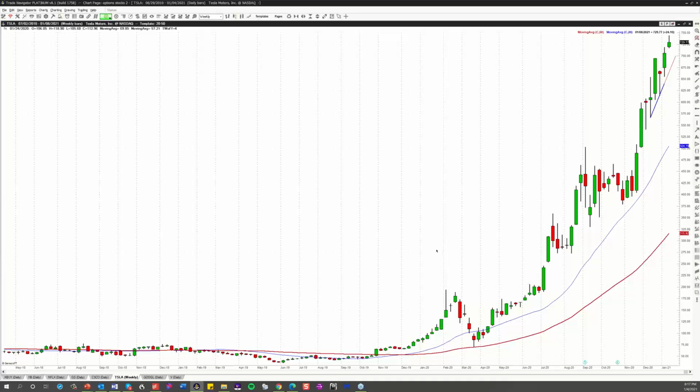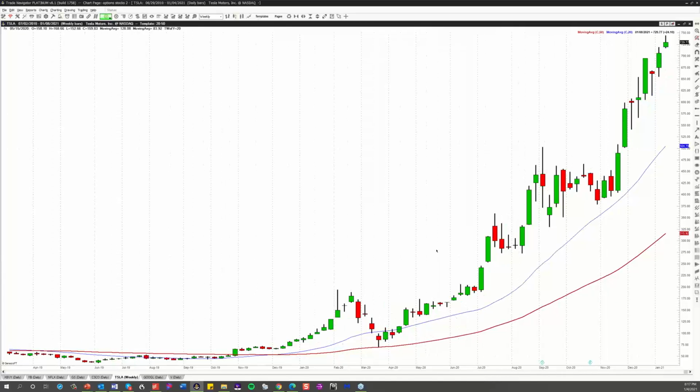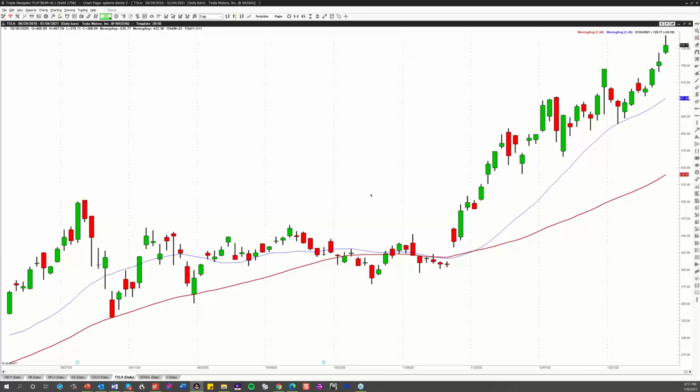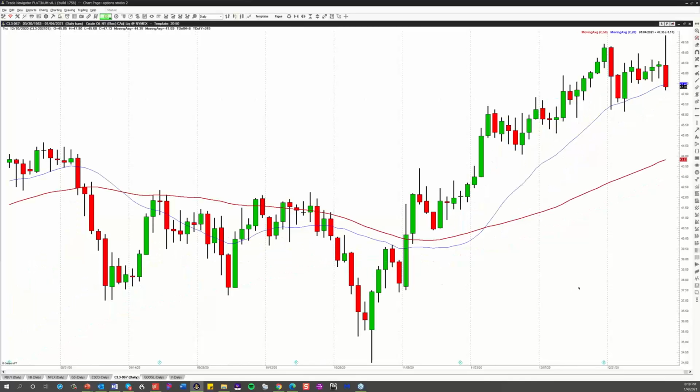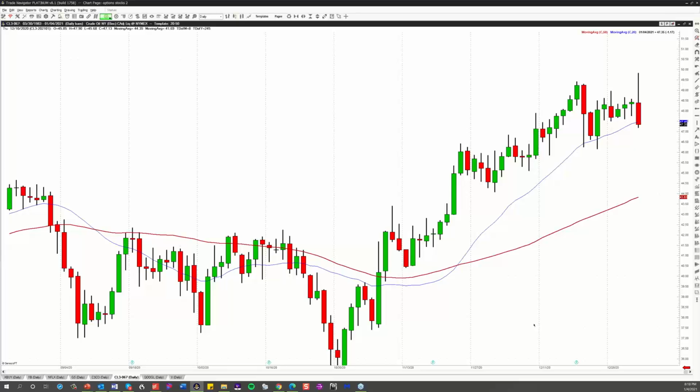And just to show you weekly for those who are not following this stock. Okay, now we look at some requests here. We'll look at crude. Long-term trend up, short-term trend neutral.